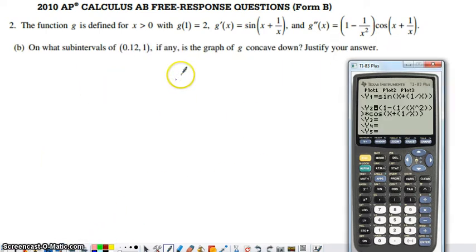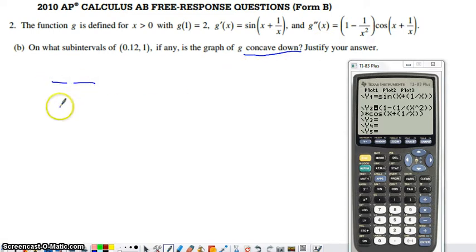When we move into part B here, part B has to do with concavity. We want to know when the graph of g is concave down. And the graph of g is going to be concave down if the second derivative is negative. So we would need to know when g double prime of x is less than 0.